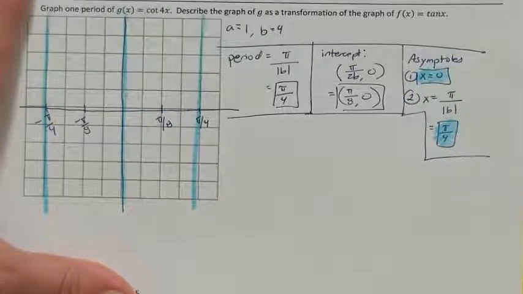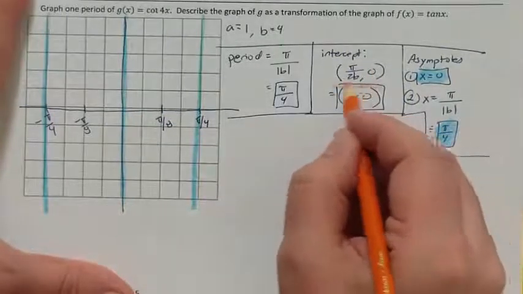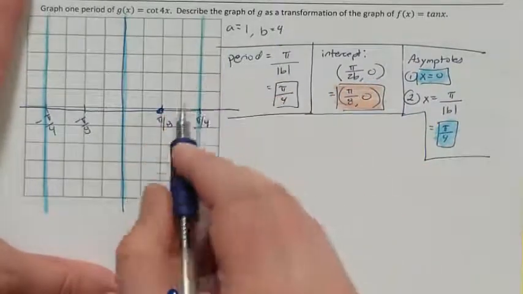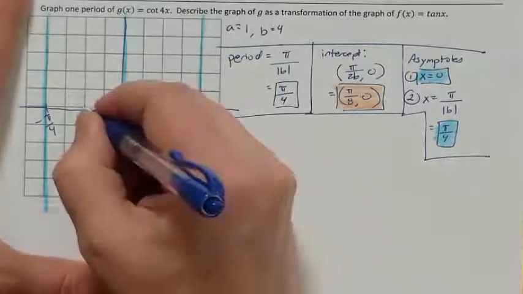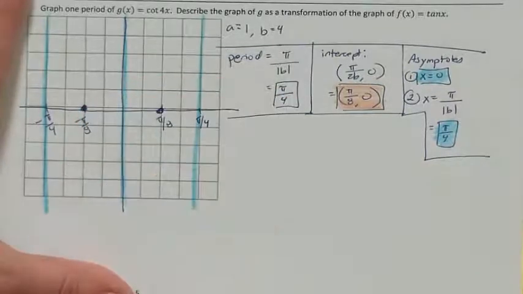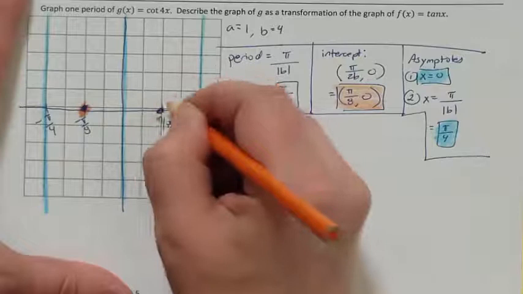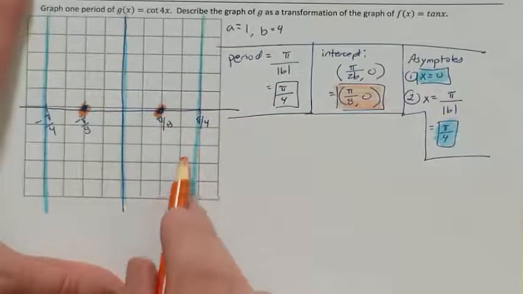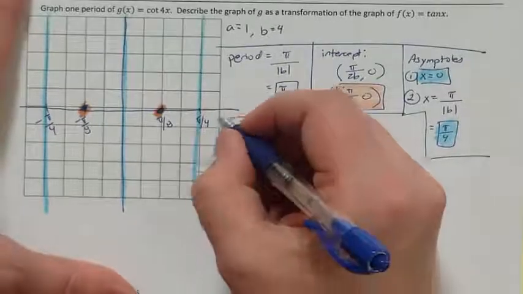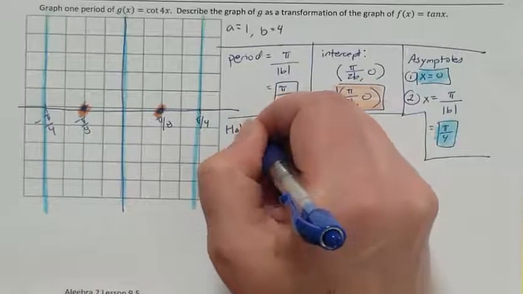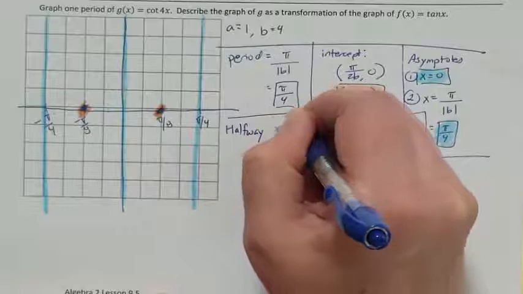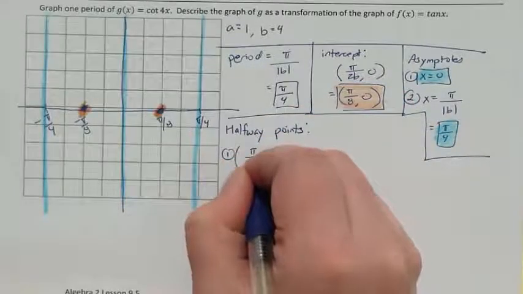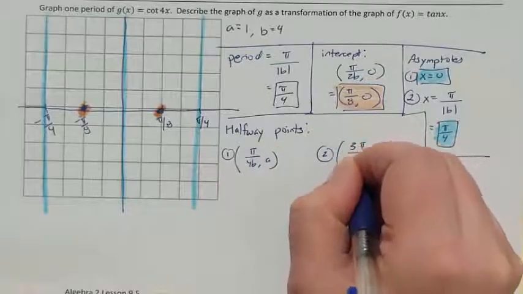My intercept is at the coordinate point pi over 8, 0, which happens to land right here, right in the middle of my 2 asymptotes, which means right in the middle of these 2 asymptotes is the second x-intercept. Now I just need to find where between these guys I would put my next points, and those are called the halfway points. So let's go ahead and look for our halfway points, and those are also equations. So here's equation number 1. And here is equation number 2.